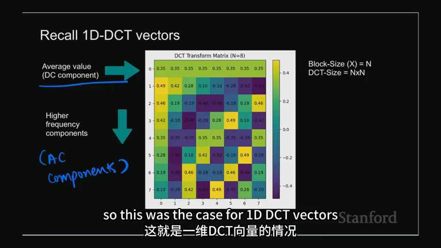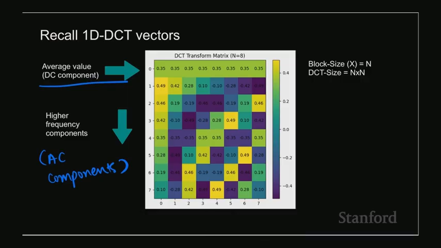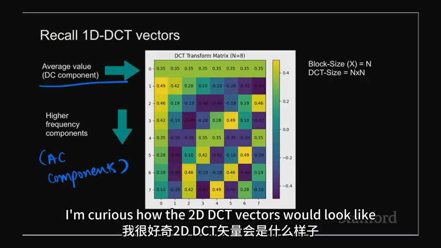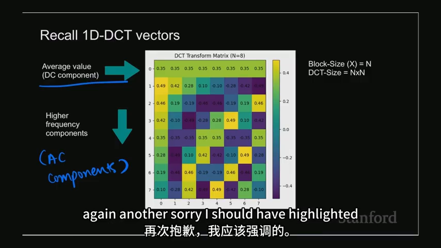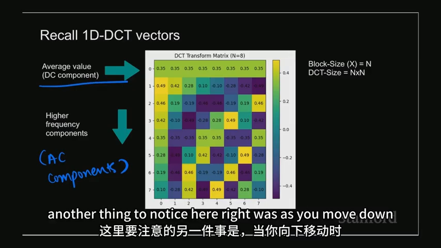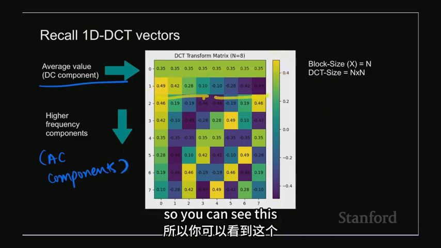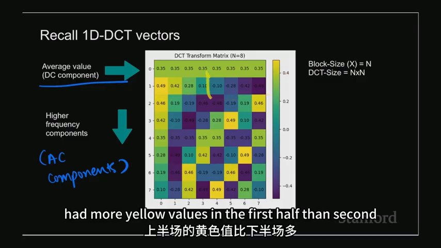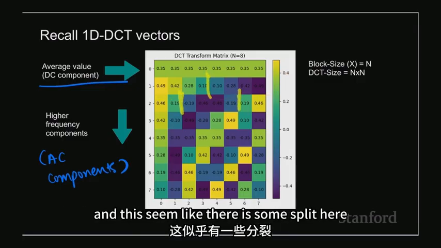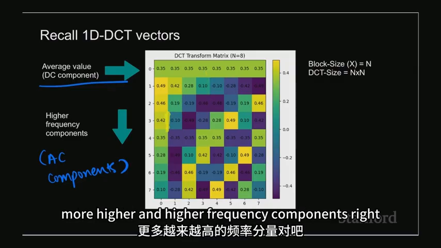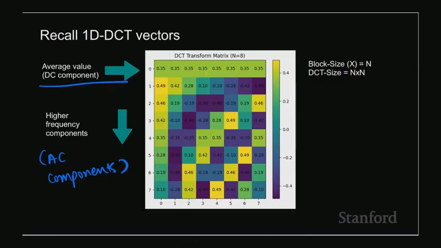Okay, so this was the case for 1D DCT vectors. Now, I'm curious how the 2D DCT vectors would look. Another thing to notice here was that as you move down, your signal was higher and higher frequency. You can see this had more yellow values in the first half than second, then this seemed like there is some split here, with higher and higher frequency components, right?